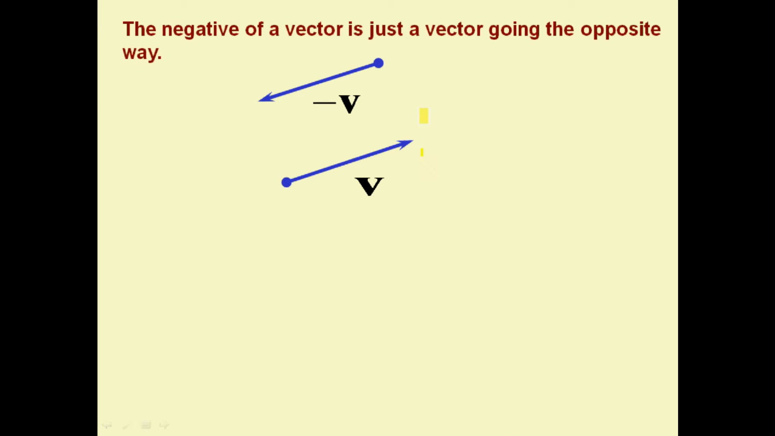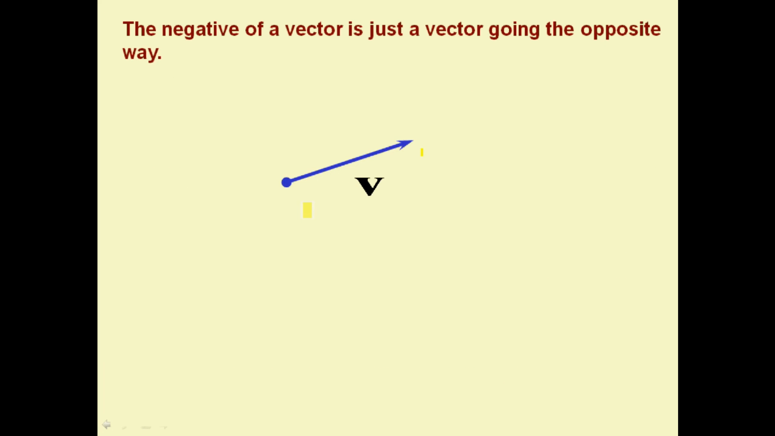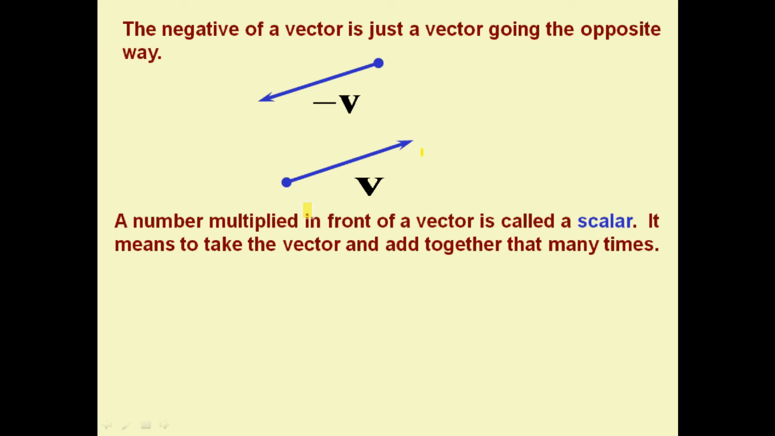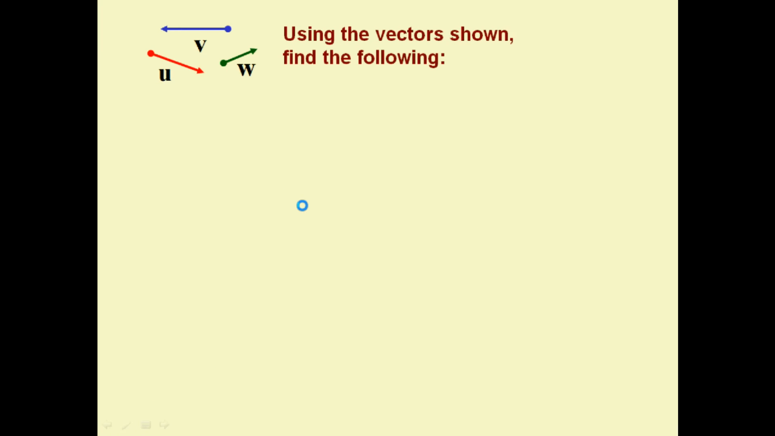The negative of a vector is just a vector going in the opposite direction. This means that if we have a vector v, the negative of it, negative v, goes in the opposite direction. A number multiplied in front of a vector is called a scalar. It means to take the vector and add it together that many times, for example 3v.